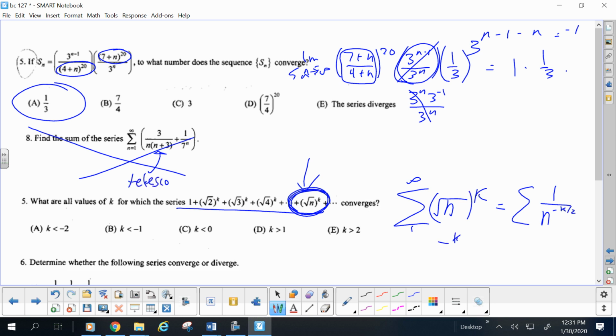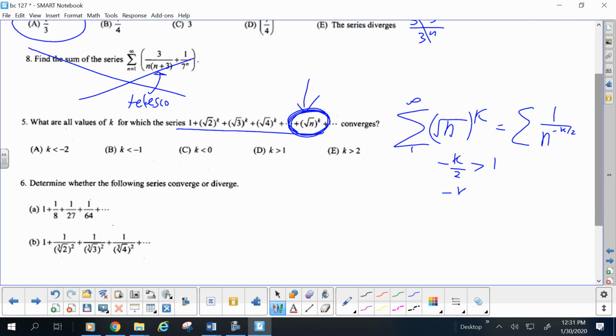It converges if negative k over 2 is less than... wait, no, not less than. Greater than 1. Greater than 1 is the condition. Negative k over 2 is greater than 1, so negative k is greater than 2. And when you divide by the negative, you flip the sign. So k is less than negative 2. Are you with me? Please stop me if you don't understand what I'm doing.